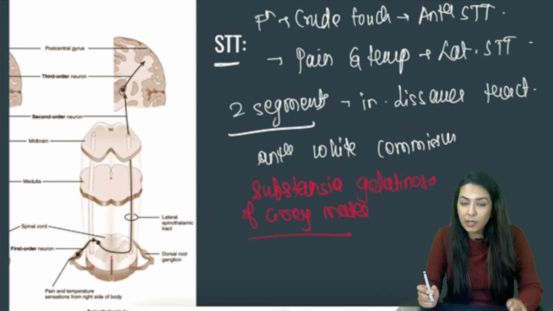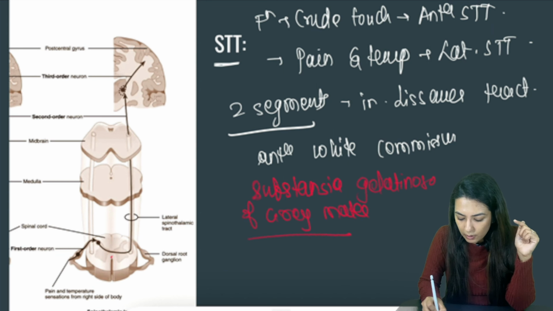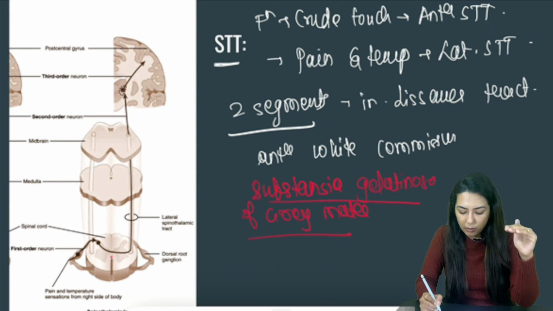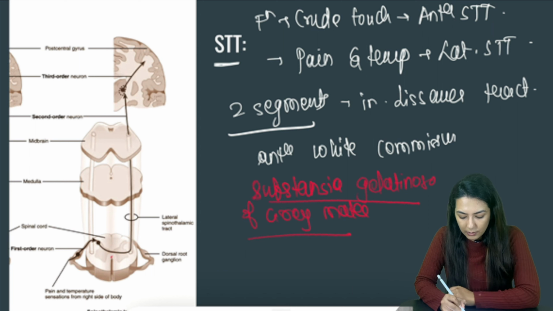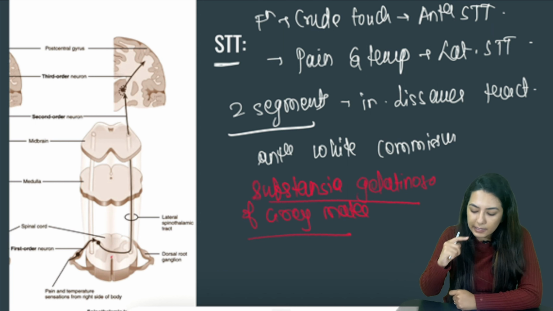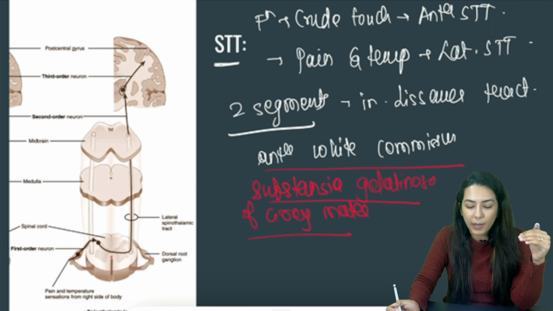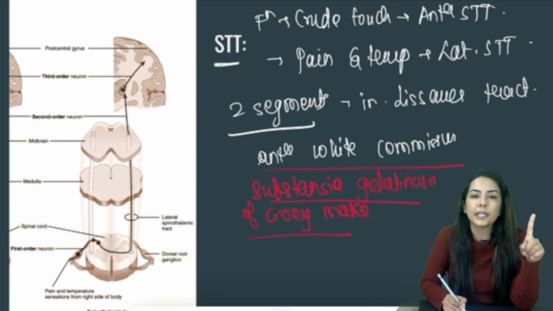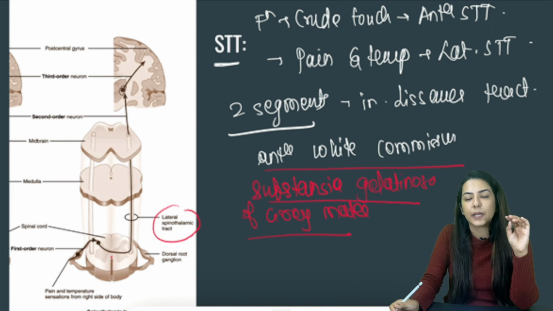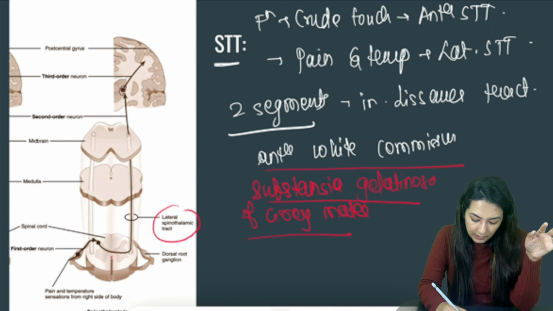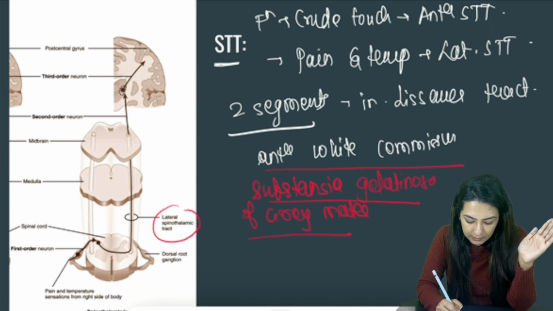So this is simple. The first order neuron is from dorsal root ganglion to the substantia gelatinosa on the same side but two segments above. Then from the substantia gelatinosa there is a second order neuron that comes out and crosses through the anterior white commissure, and it travels in the anterolateral part of the white matter of the spinal cord. That is what will form the anterolateral spinothalamic tract. This will be a second order neuron. After crossing, it will travel in the white matter as a spinothalamic tract.